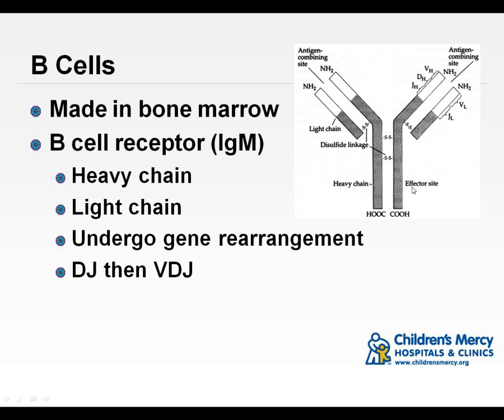All of this gray is a constant region. This doesn't change. But up here is a variable region where the DNA actually rearranges to become more specific for an antigen. It does this by recombining three segments: a V segment, a D segment, and a J segment. The DJ segment rearranges first, and then the V rearranges onto the D and J.